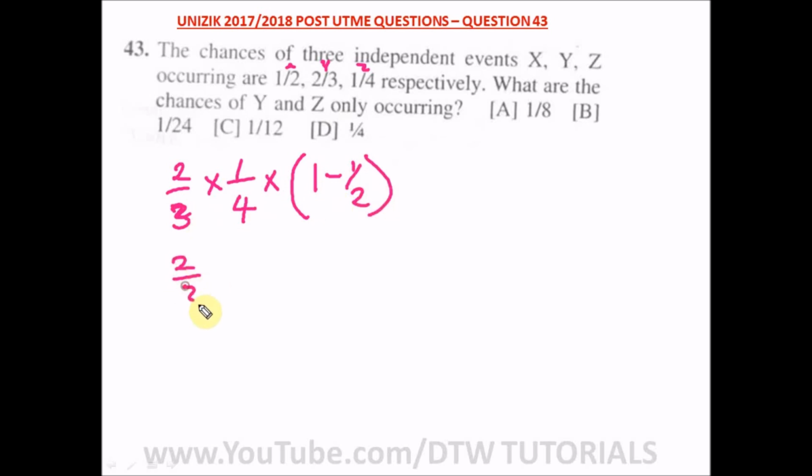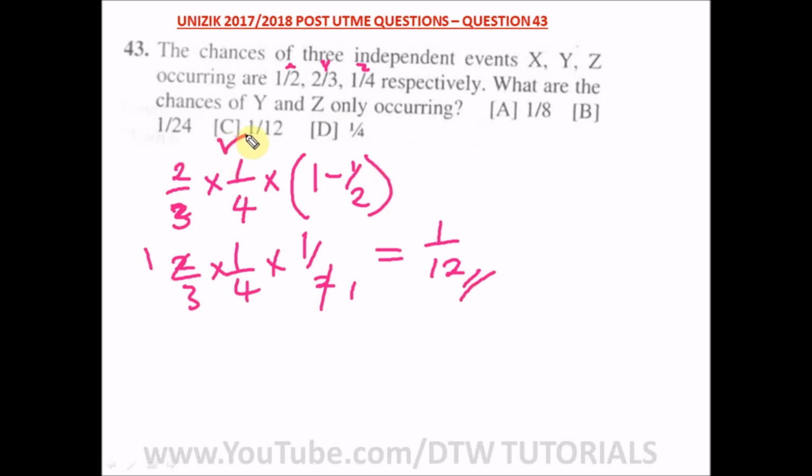We have 2/3 times 1/4 times, what is 1 minus half? That will still give us what? Half. 2 would cancel here, we have 1, and we're left with 1 in our numerator and 3 times 4 in our denominator. So we have 1. What is 3 times 4? That will give us a 12. So this is our answer, and the right option here is option C.